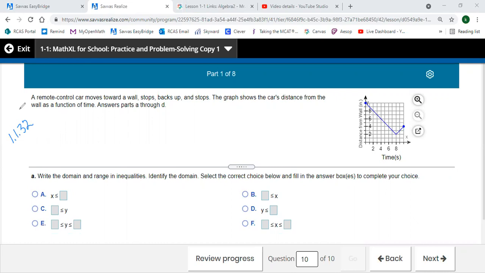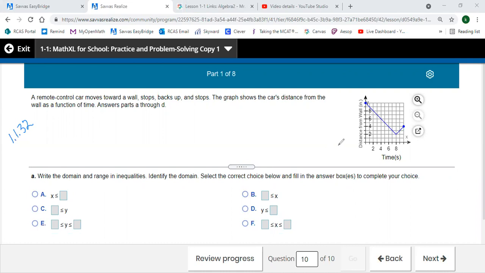1.1.32. A remote control car moves toward a wall, stops, backs up, and stops. The graph shows the car's distance from the wall as a function of time. So question A, and this one, I got it wrong the first time. It's just the domain they're asking for right now. And then when they get to the next part, they're going to ask for the range. So right now, identify the domain.